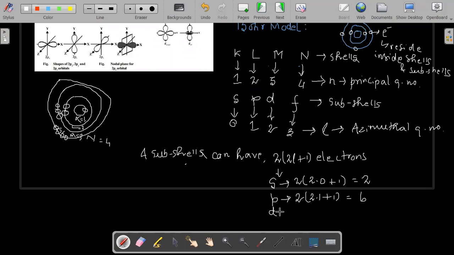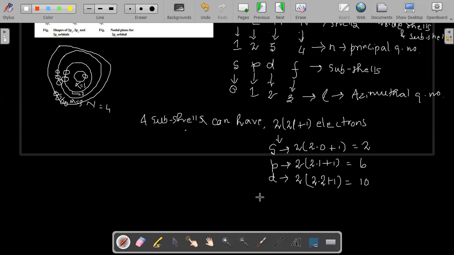S, P, D. You should remember these, very important. But even if you don't remember how many electrons will be there, remember the formula, and then you can easily write it down. So for the D subshell, 2 into (2 into 2 plus 1), which is 2 into 5, which is equal to 10. And let me just write down for the next subshell as well, so you can remember. We are going to use this as well in the nuclear shell structure.